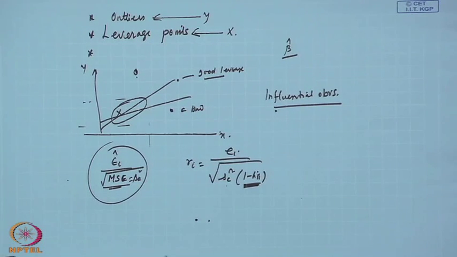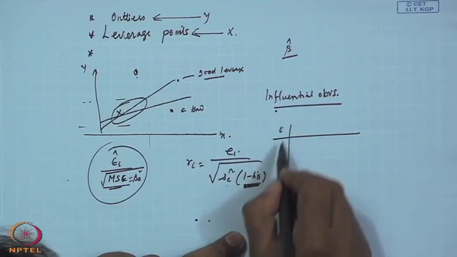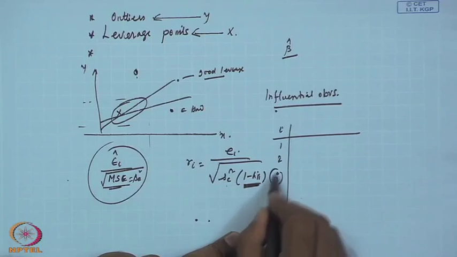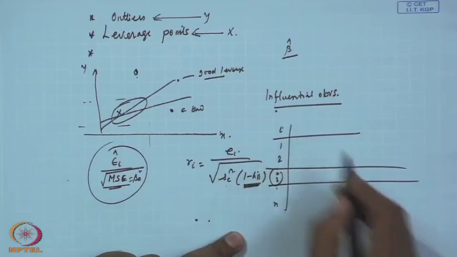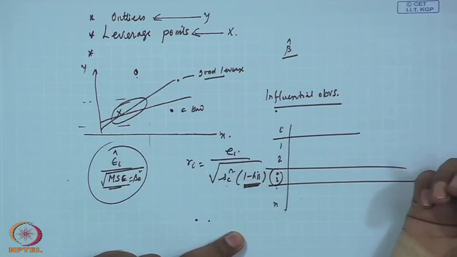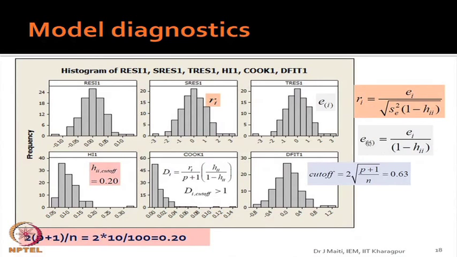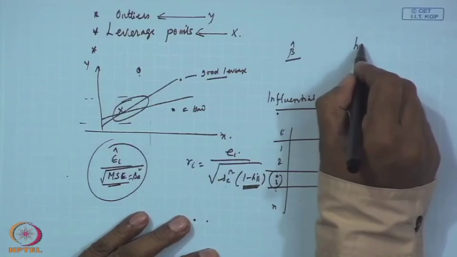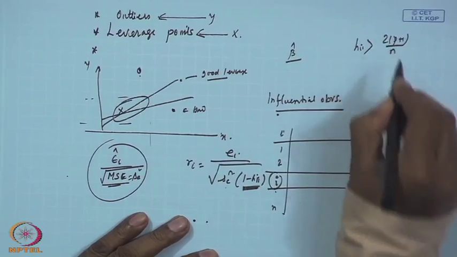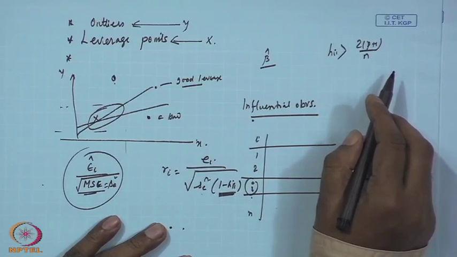Okay. And then there are deleted residuals. Deleted residuals means suppose you have i equal to 1 to n observations. So, the ith observation you delete, then you run the regression model and find out the residual for the ith value. So, deleted residuals can be found out by this. Then there is your hii, the leverage point values. The cutoff for hii is 2 into (p plus 1) by n. If your hii value is more than 2(p plus 1) by n, this is influential. Okay.